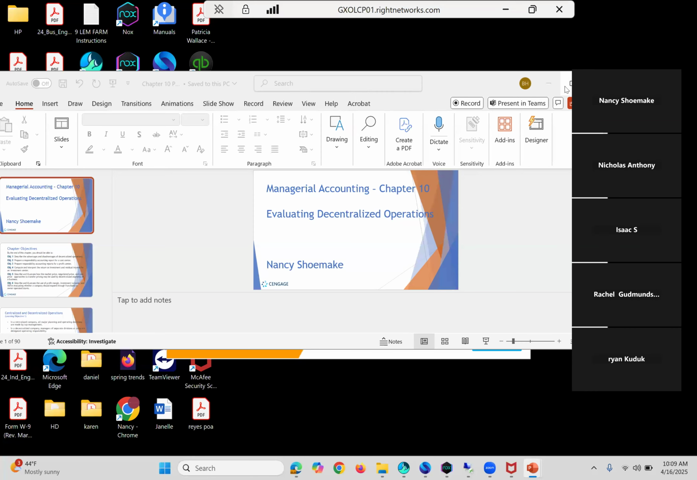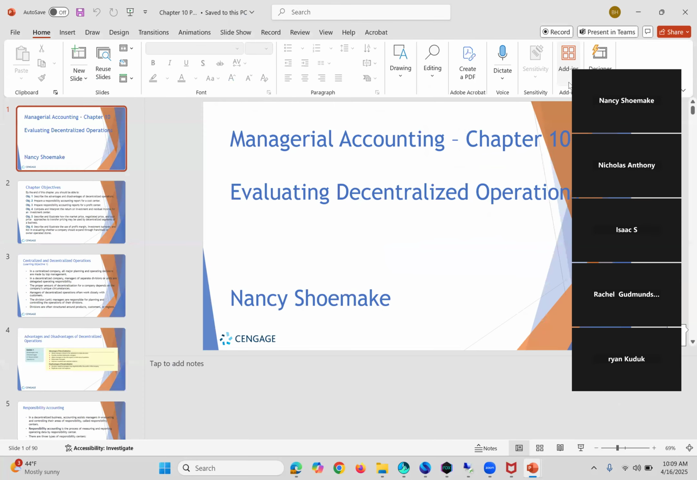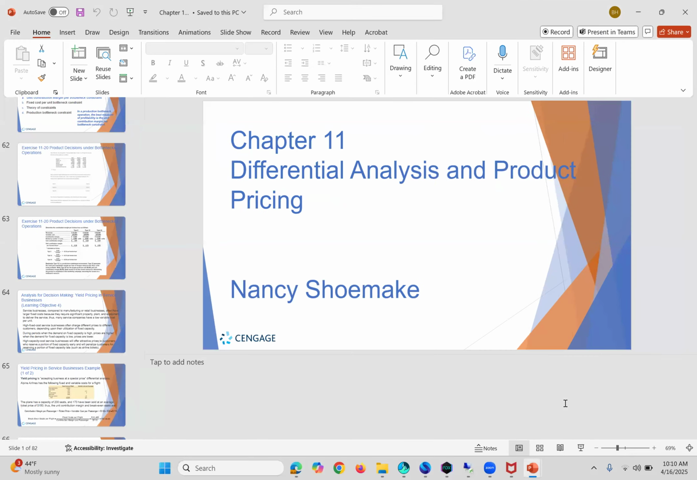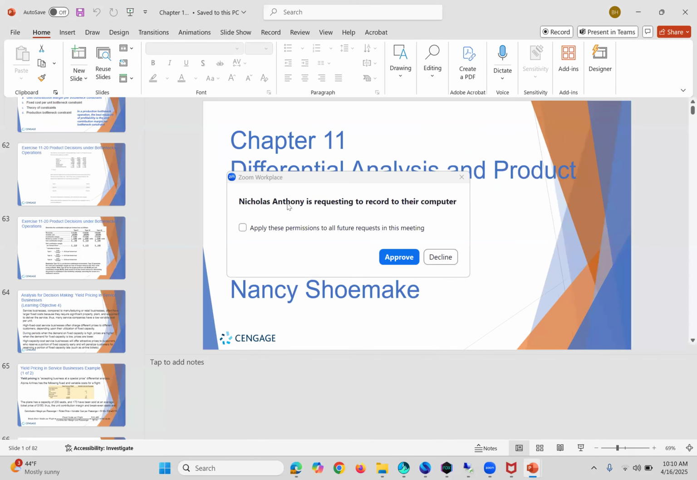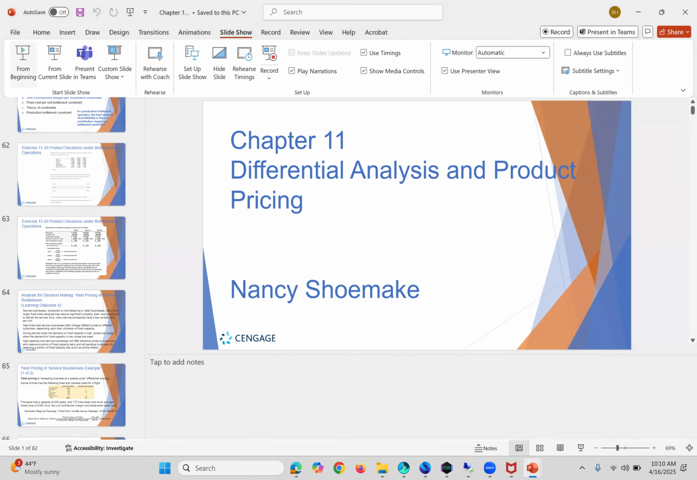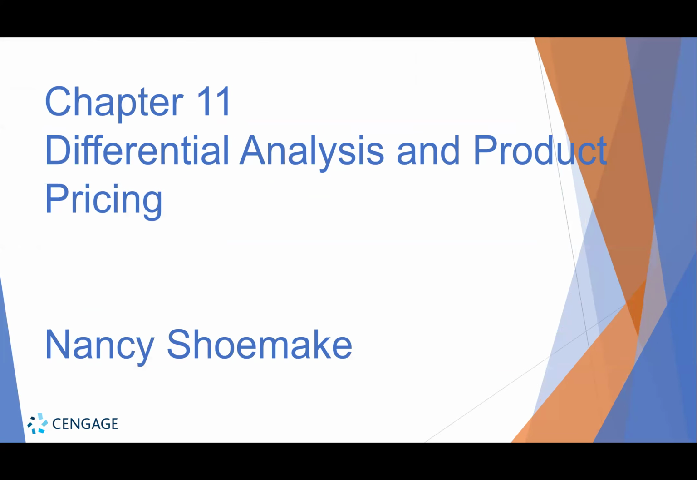So guys, we are going to start with not chapter 10, chapter 11. Chapter 11, here it is. Today we are discussing differential analysis and ultimately, how do we go about pricing our products? So, chapter 11, this is managerial accounting, Sun Gauge, and here we go. Welcome, guys.